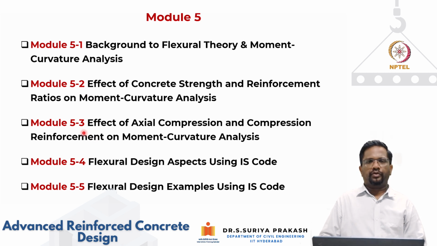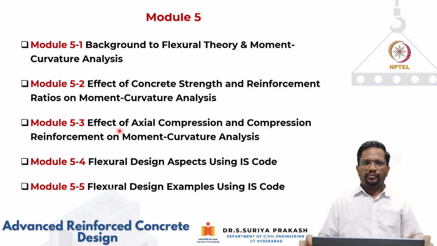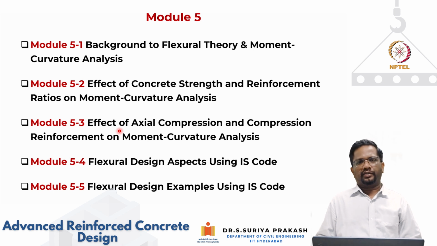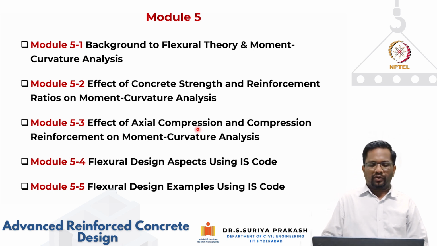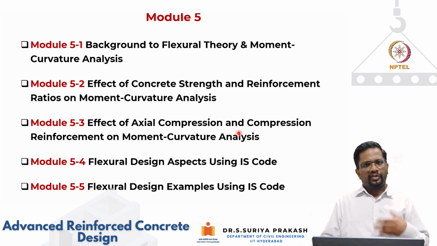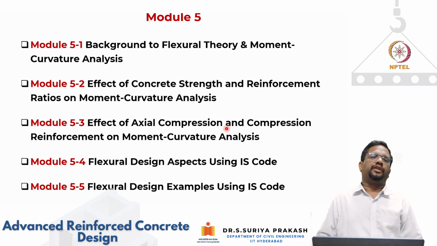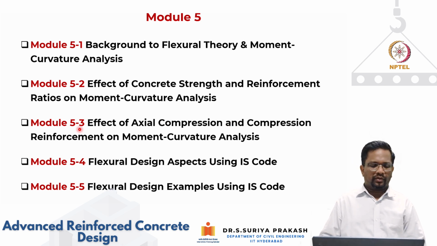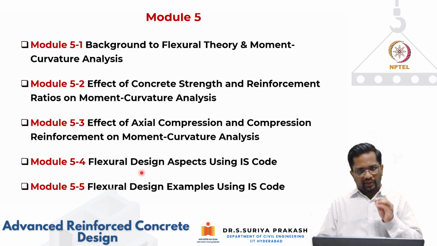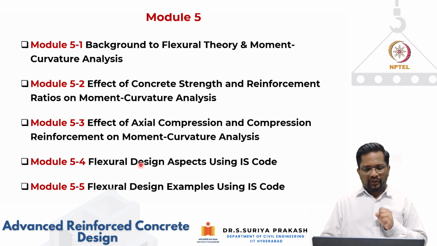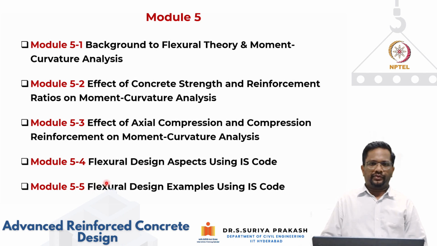And part 3, which is module 5.3, we are going to discuss the effect of axial compression. Sometimes beams can also have some level of axial compression, and what is the effect of that. And also, if I start putting some compression steel, which is a doubly reinforced section, how that moment curvature analysis is going to change, we're going to look at in module 5.3. And in the fourth part, we're going to talk about flexural design aspects using IS code provisions, that is IS 456.